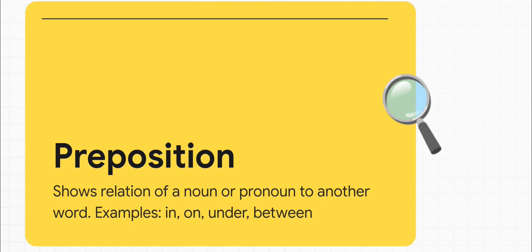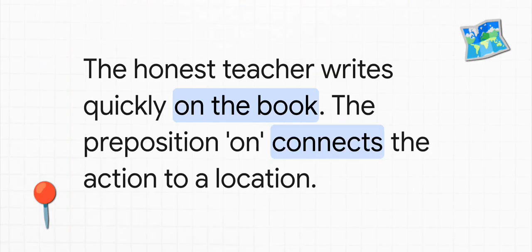So let's get specific. Where is our teacher writing? Let's connect the action to a place by adding on the book. And now our sentence has a physical space to exist in. That little preposition on connects the action of writing to the location, the book. It just creates a much more vivid image for us, doesn't it?